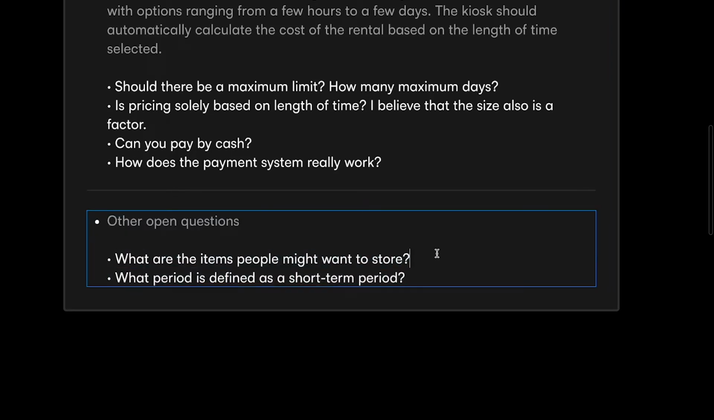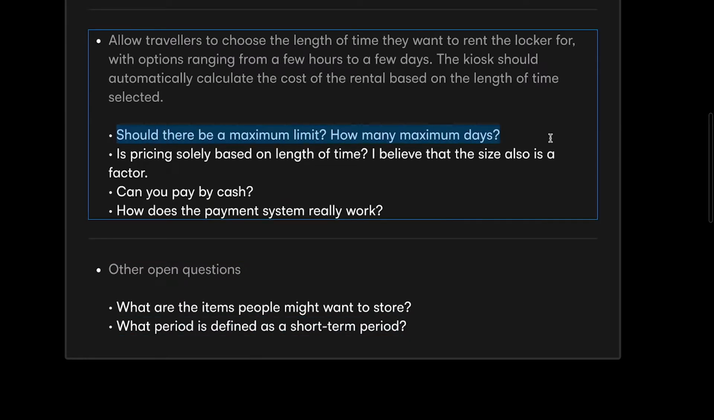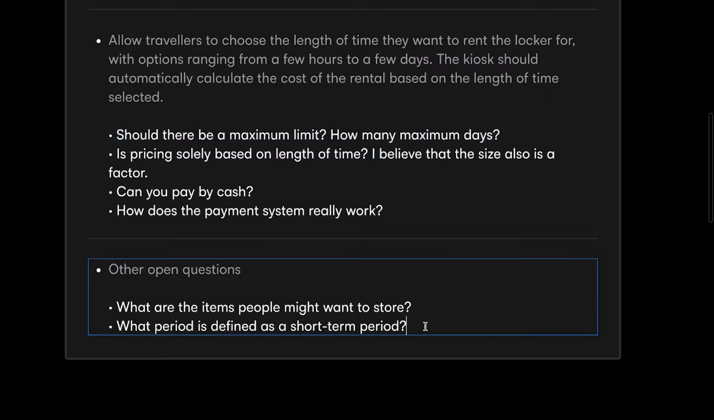This is more about understanding the user personas, okay? What period is defined as a short-term period, right? This is pretty much similar to this question: what can be designed, what is the maximum limit, right? The same thing can be put across in a different way, where we can ask what period is defined as a short-term period, right?